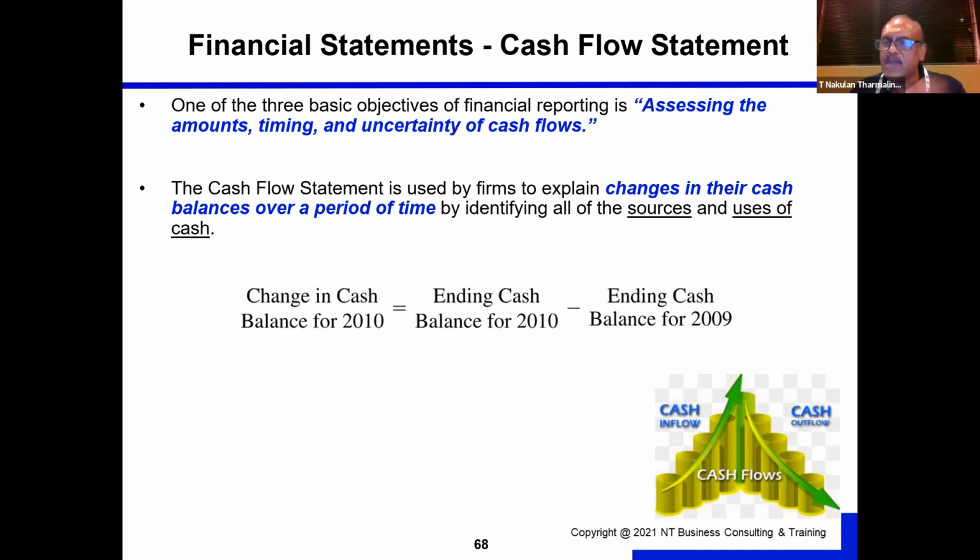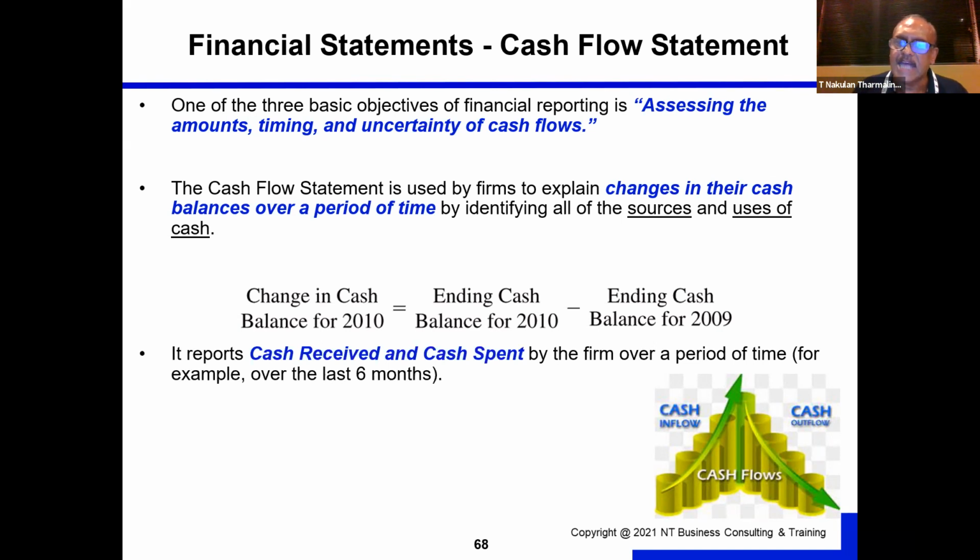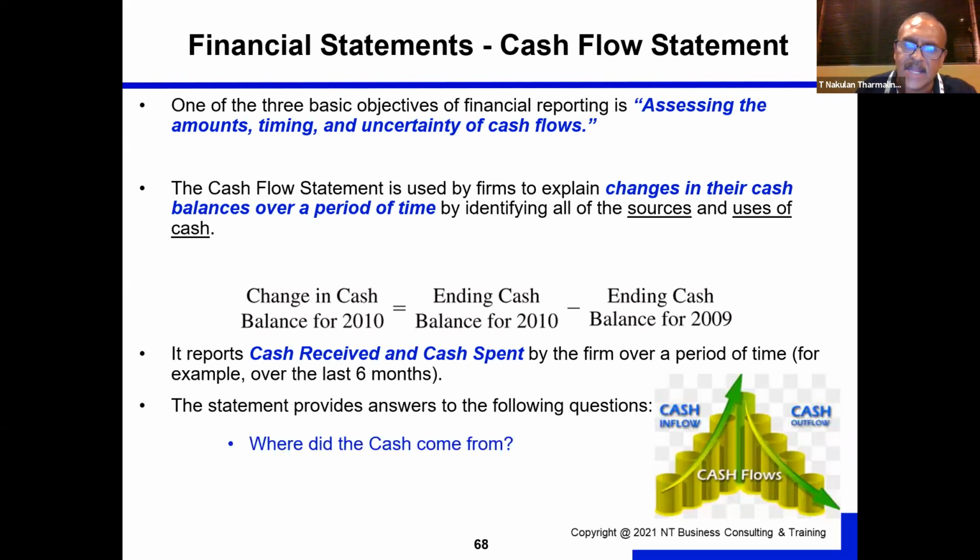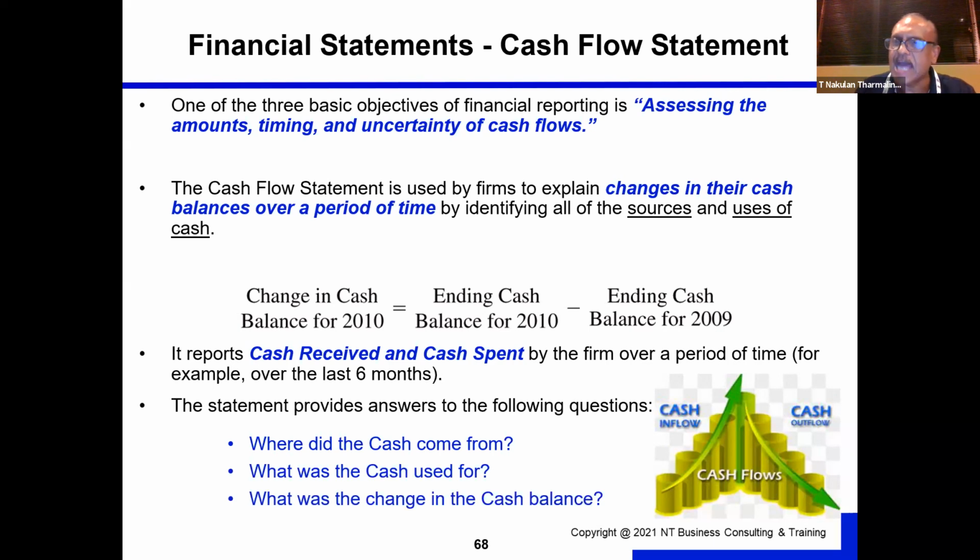from the beginning of the year to the end of the year. What are the changes which have taken place? It shows you what cash you receive and how you spend that money. Because cash received and spent is not equal to income and expenses, since they follow a different accounting concept of revenue recognition and matching concept. Cash is actual money coming in and going out of the business. So the statement provides the answers for where the cash came from, what the cash was used for, and what the change in the cash balance is. That's the statement of cash flows.